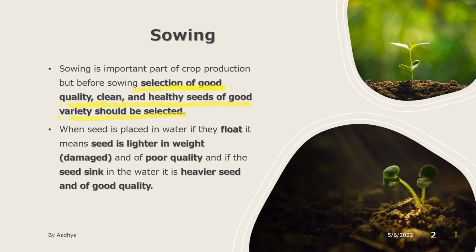Right? Okay? So now how can you select seeds of good quality? It is simple. You have to soak the seed in water. If the seed floats on the water, then the seed is lighter in weight and damaged, right? And it is of poor quality. And if the seed sinks in the water, if it settles down in the water, then the seed is heavier and of good quality, right?